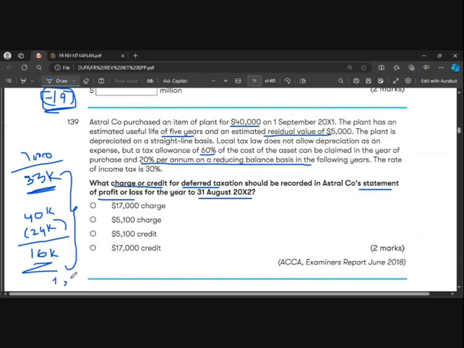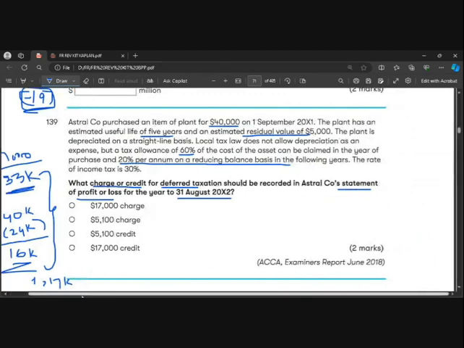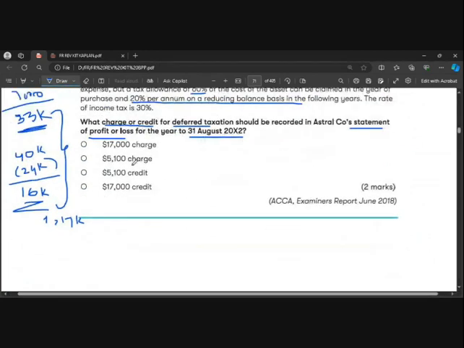17,000. Now when you see 17,000, what you will do is directly go and put 17,000, but you are going to be wrong, because this is the taxable temporary difference, it's not the deferred tax liability. To find the deferred tax liability, what should you do? You should multiply it with what? The tax rate, right? So if you multiply it with the tax rate, you will get 5,100.